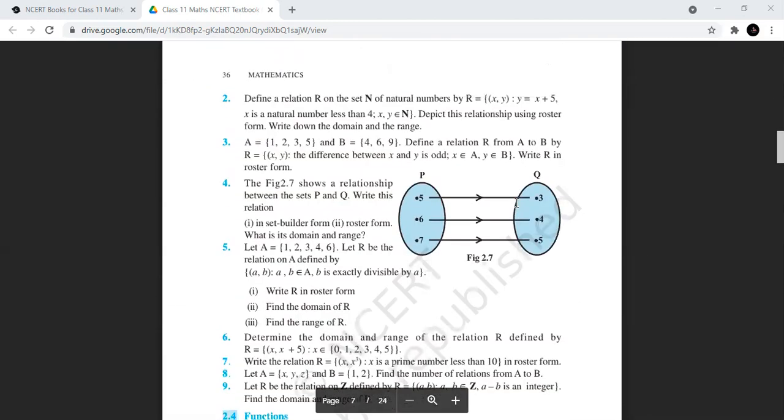Now look at question number 2 here. Define a relation R on set N of natural numbers, which is given by the ordered pairs such that y is equal to x plus 5.